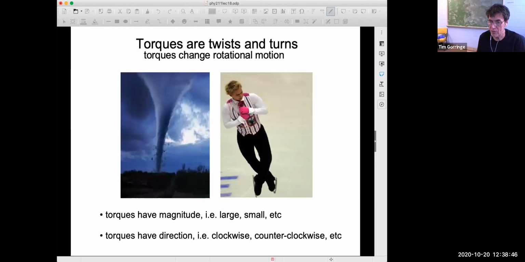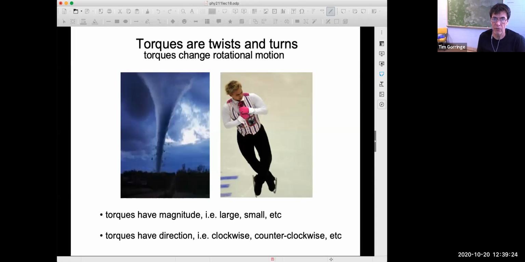Torques are kind of twists or turns. So if you get something turning, like the ice skater there, or you get something turning like the winds in a tornado, there are torques acting, twists or turns that generate that rotational motion. So torques are twists and turns that play the same role as forces, i.e. pushes and pulls, for rotational motion as forces did in translational motion.